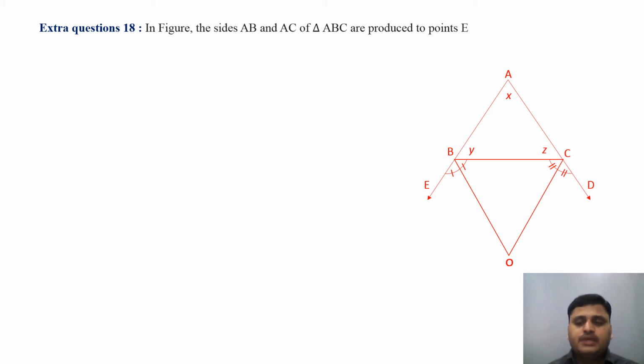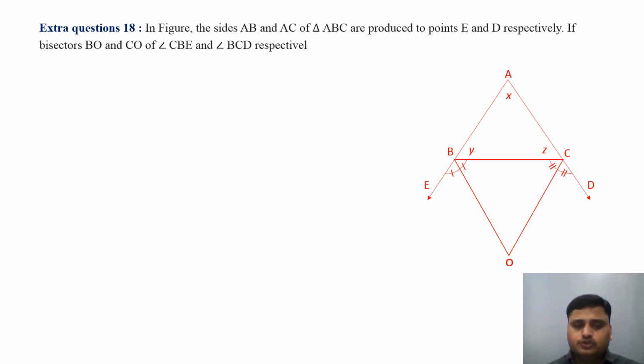BO and CO are the external bisectors, or we can say BO and CO are the bisectors of angle CBE and angle BCD. The bisectors BO and CO intersect at O. I am explaining that BO is the bisector of angle CBE and CO is the bisector of angle BCD. Both intersect at point O. These are the bisectors. Both bisectors meet at which point? Point O.